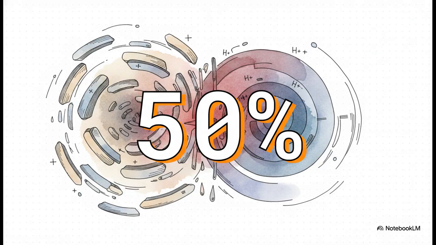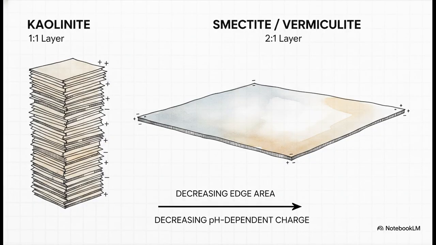So how much does this actually matter? Well, for 1:1 type minerals like kaolinite, a massive 50% of their charge is pH dependent. Literally half of their reactivity relies entirely on how acidic the dirt around them is. Now contrast that 50% with 2:1 type minerals like smectites or vermiculite. They only sit at about a 5 to 10% pH-dependent charge.